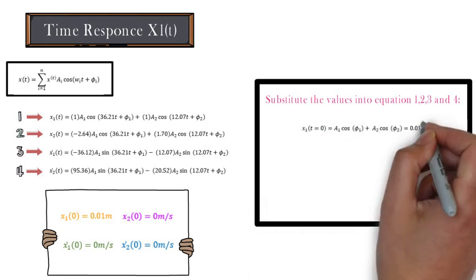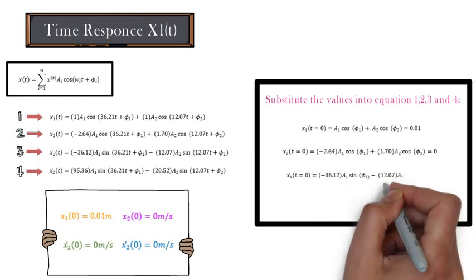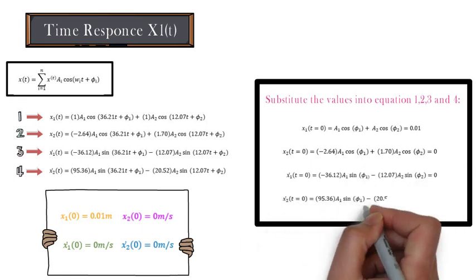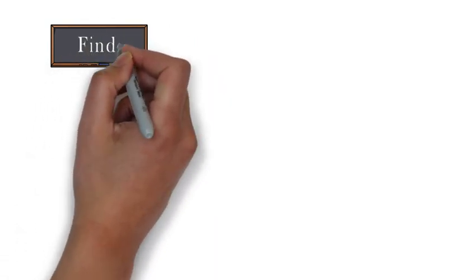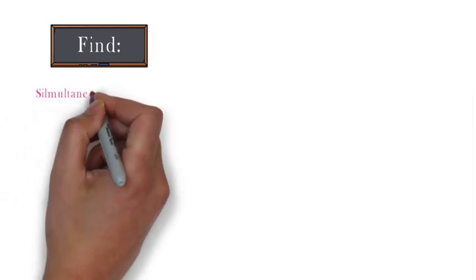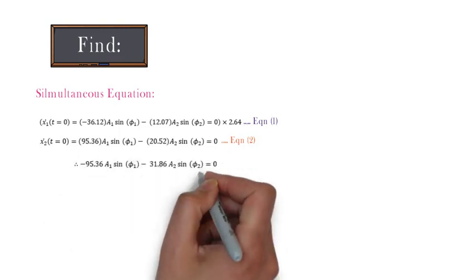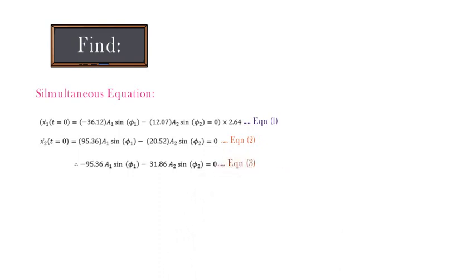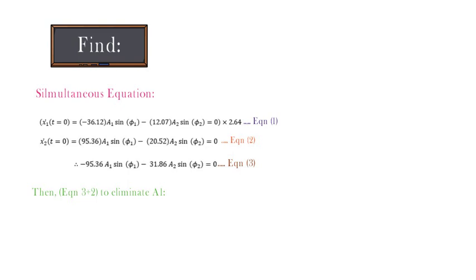For equation 1 it will look like this, equation 2 will look like this, equation 3 will look like this, and equation 4 will look like this. Then we need to find phi to answer the question. To find phi, we use simultaneous equations. The first equation, which is x dot 1(t), will be multiplied by 2.64, and the second equation is for x dot 2(t). Then the third equation that we get is the final equation after we multiply equation 1 by 2.64.